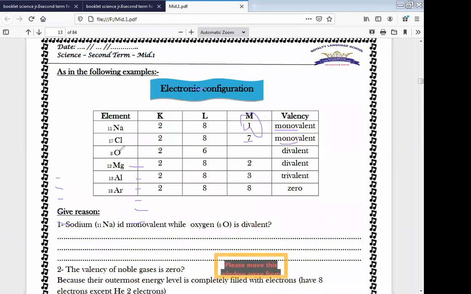But here, focus with me, oxygen 8: 2, 6, okay? The outermost energy level contains 6 electrons, so it will gain 2 electrons. So it's divalent because it gained 2 electrons. Gain 2, divalent. Magnesium 12: 2, 8, 2. Lose 2, so it's divalent.